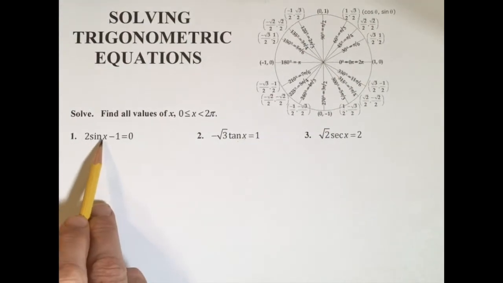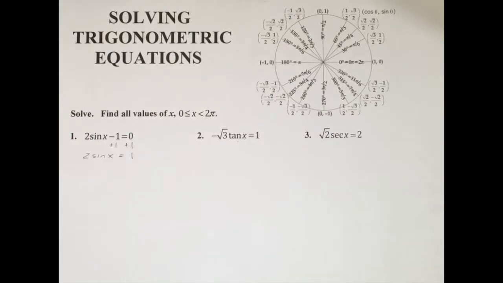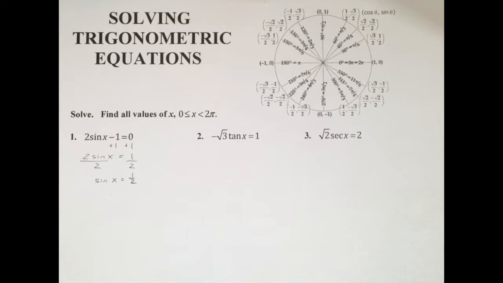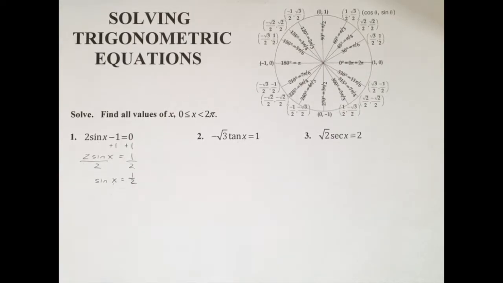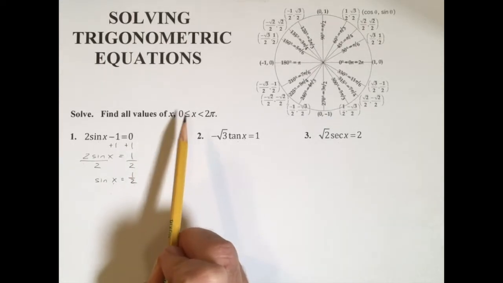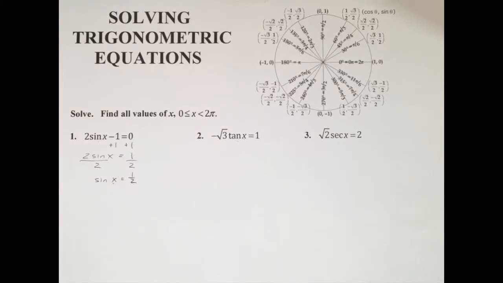Let's try to isolate the sine x. We can add 1 to both sides, and we can then divide by 2 on both sides. And we see that sine x equals 1/2. Now, before I continue, let me point out that all of these trigonometric equations technically have an infinite number of answers. There are an infinite number of angles that have a sine of 1/2. We're going to find all the values in between 0 and 2 pi, so we have a limit on how many answers we have to provide.